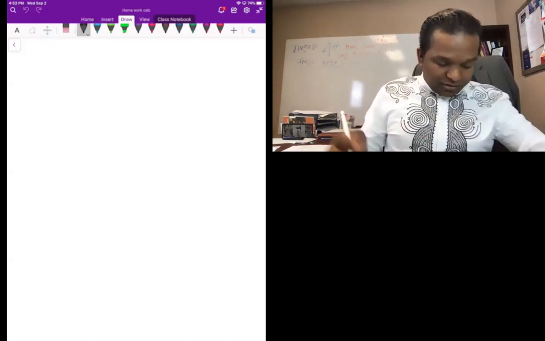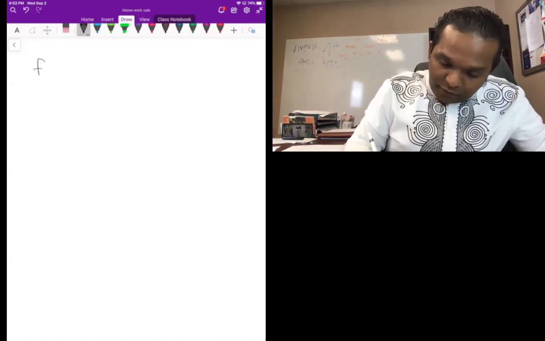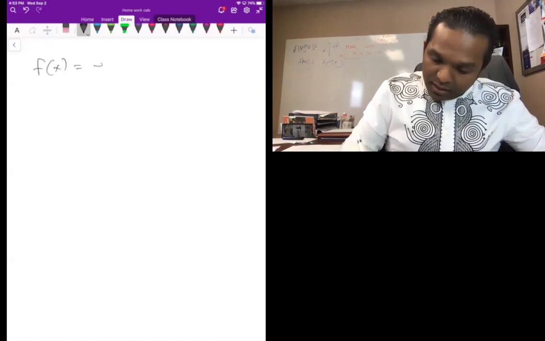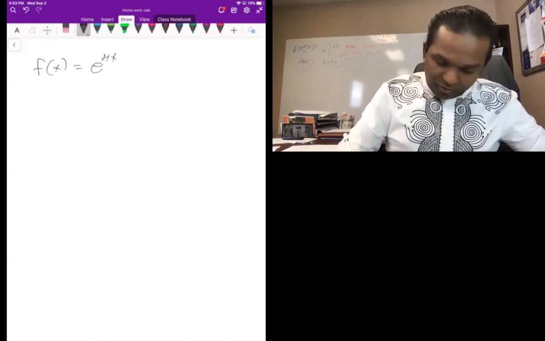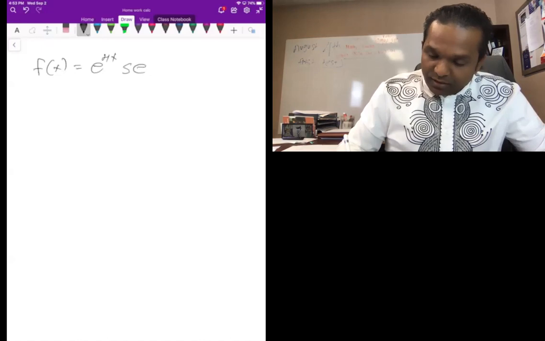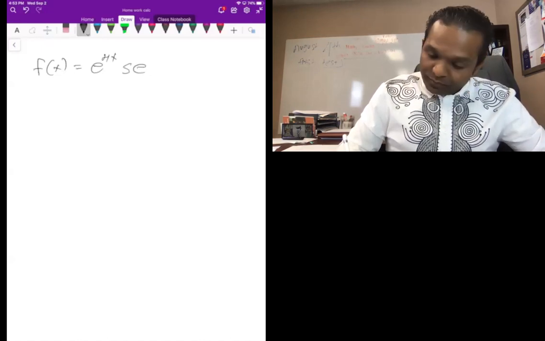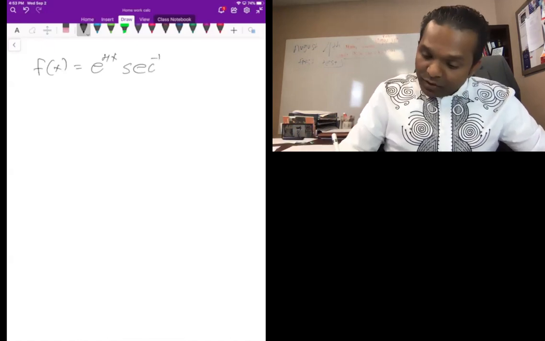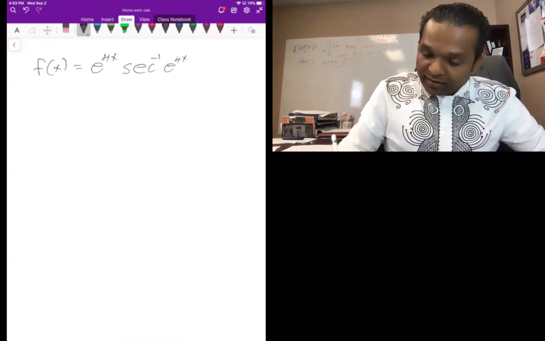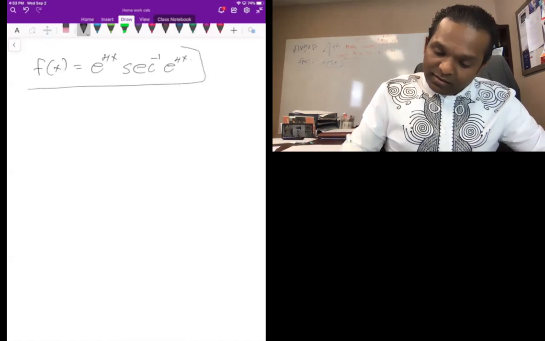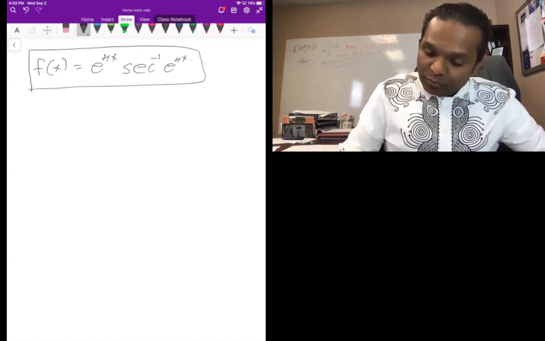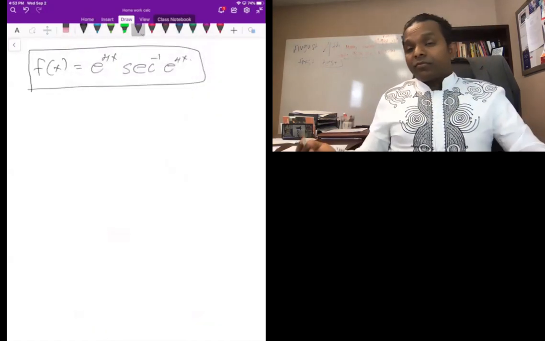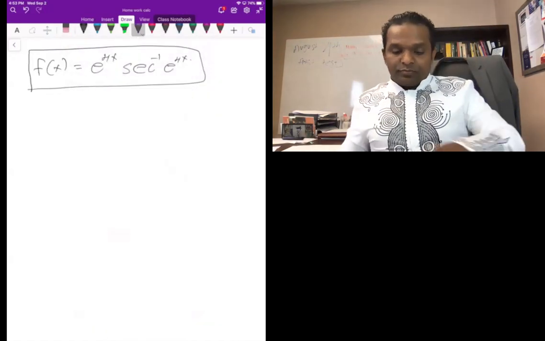Okay, the question is f of x equal to e to the 4x times inverse secant. It's called inverse secant, arc secant, and e to the 4x. So this is the question that we need to solve. In terms of solving this question, it means we integrate this.